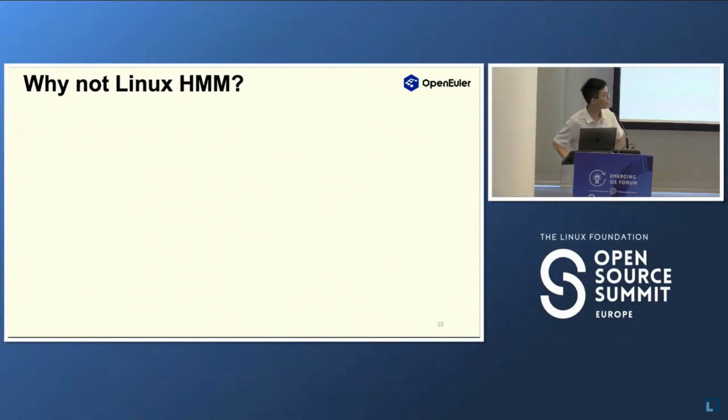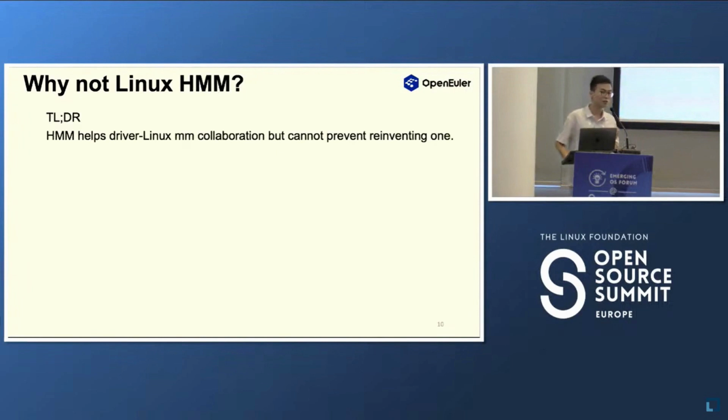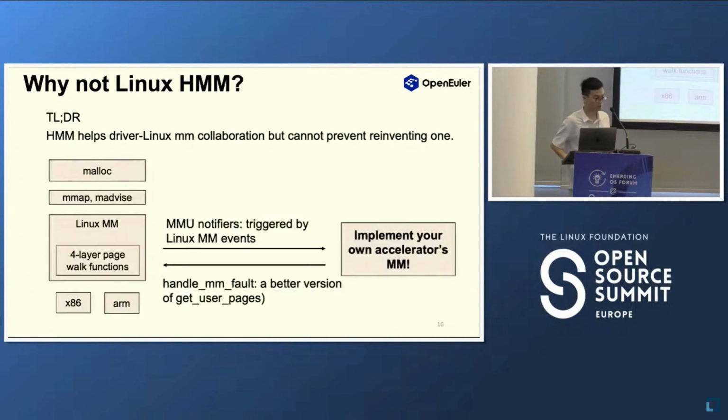And we would have this question about comparing against the current situation. There is already a solution named Linux HMM, which is short for heterogeneous memory management. And the question is, why not just use it? In one sentence, the problem is that HMM does help collaboration between device drivers and Linux MM, but HMM cannot prevent reinventing your memory mechanisms. If we take a look at this diagram, the left part is basically your application's malloc, your system call, and your Linux MM.